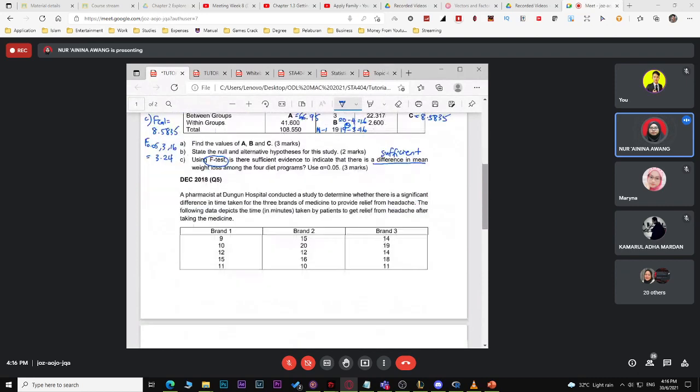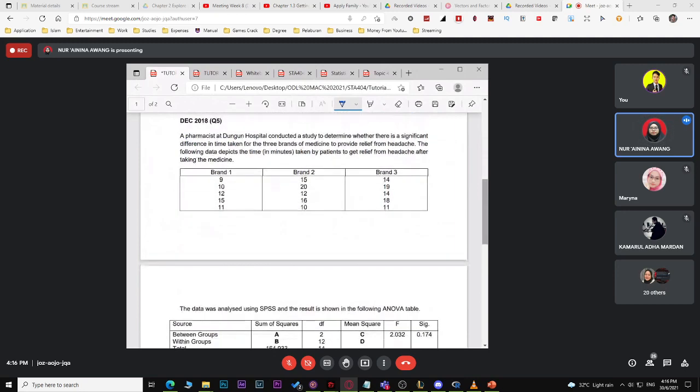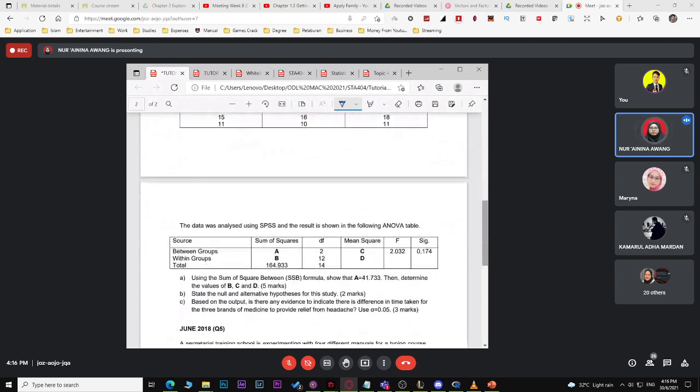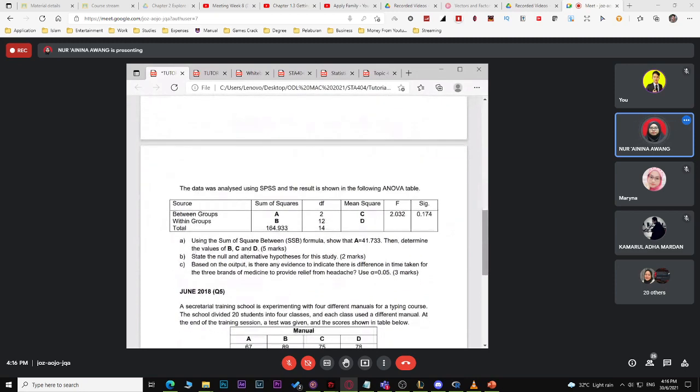Okay, and then untuk next one, December. Okay, so untuk December, kat sini sama, dia dah bagi dekat you dah. Okay, dia punya ANOVA table. And then for A, using the sum of square between formula. So dia suruh guna formula sum square untuk treatment yang A ni. Okay, dia suruh show. So bila soalan ni dia suruh show, so you kena guna formula yang ni lah. Okay, untuk between group ataupun treatment.